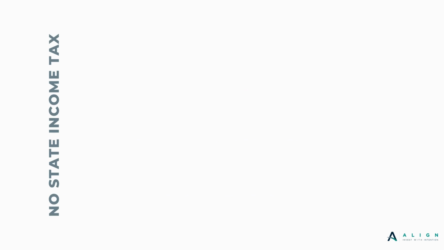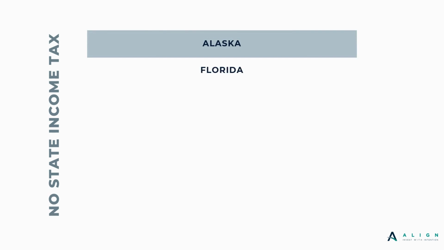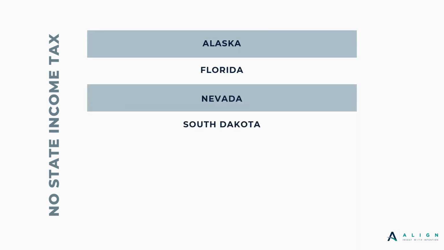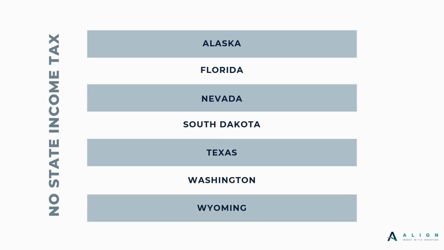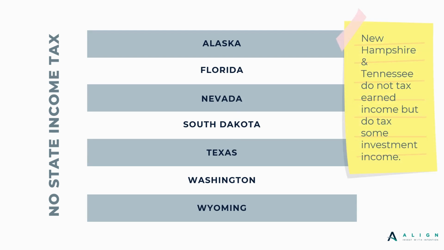I mentioned that most of us will pay state taxes. There are some states that do not have an income tax. The absence of a state income tax is often a reason folks move to these states in their golden years. In addition to these states, New Hampshire and Tennessee do not apply a state tax to earned income, but they do tax some other forms of investment income.